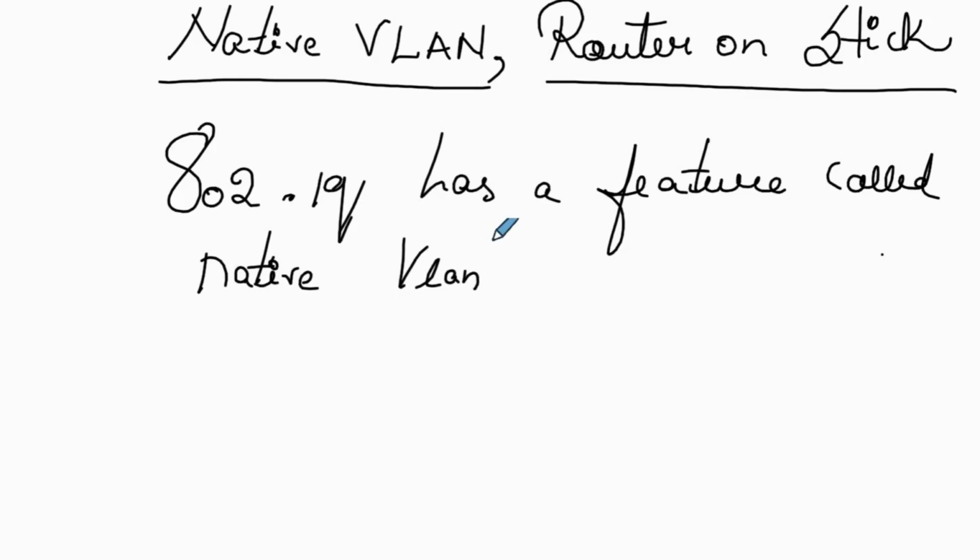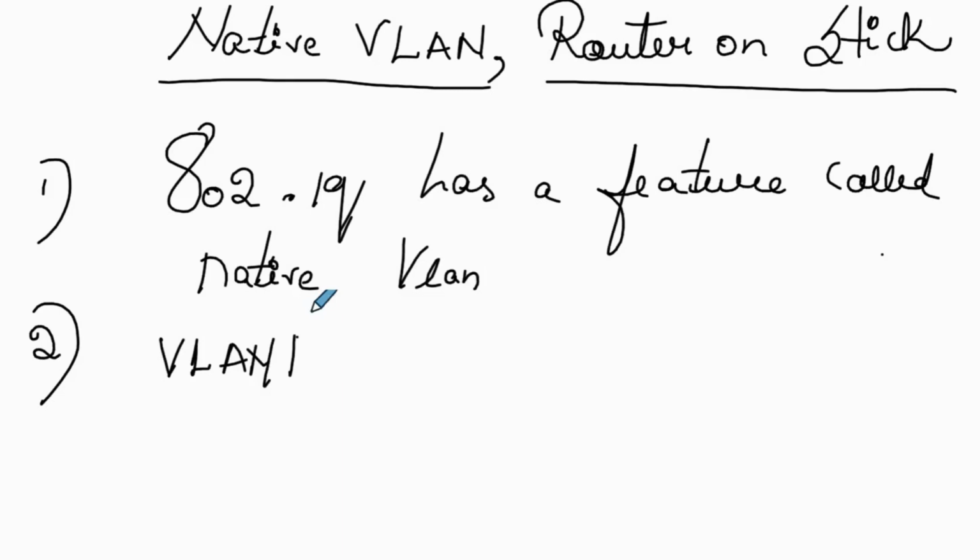The native VLAN is VLAN 1 by default on all the trunk ports. However, this can be manually configured on each trunk port.